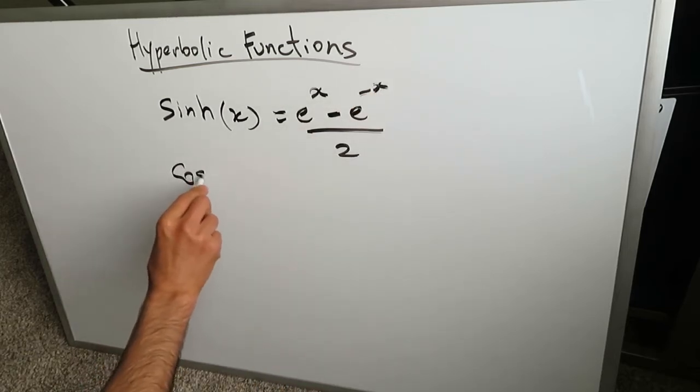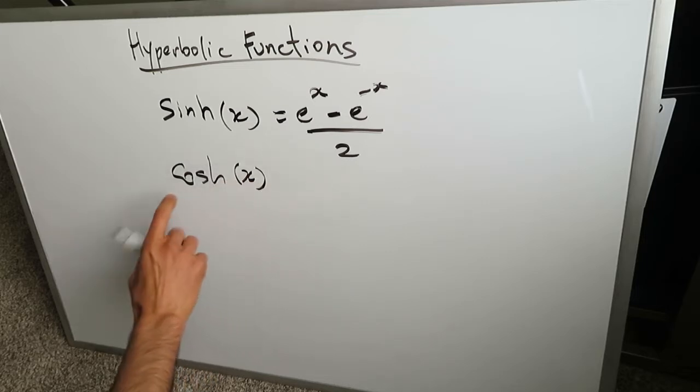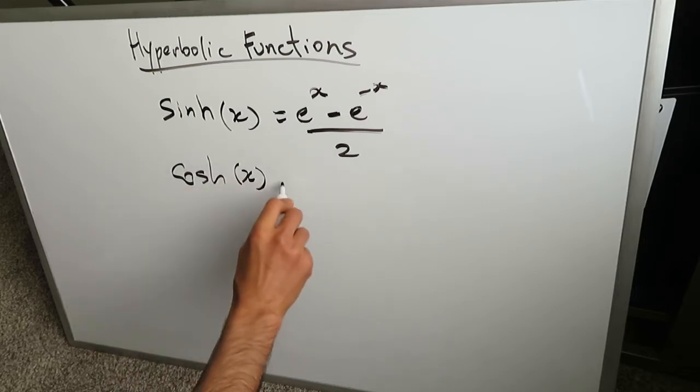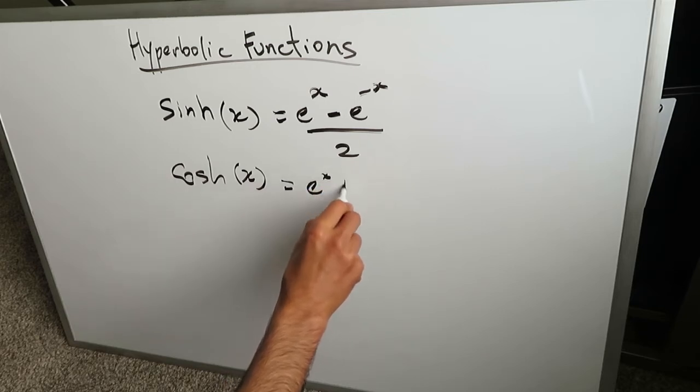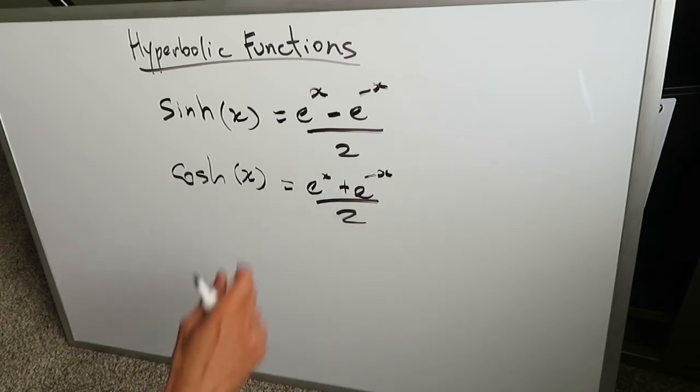Likewise, the hyperbolic cosine function, cosh x, is equal to e to the x plus e to the minus x over 2. You can see the difference over here. Everything looks the same except for this minus and the plus.